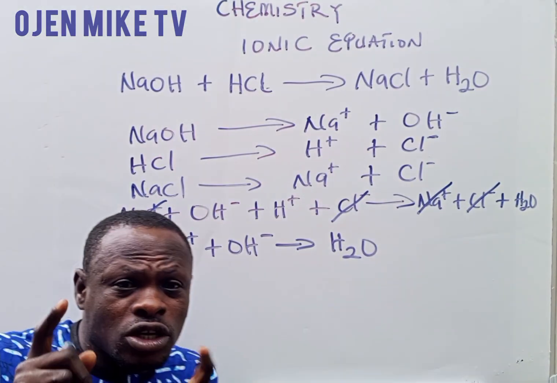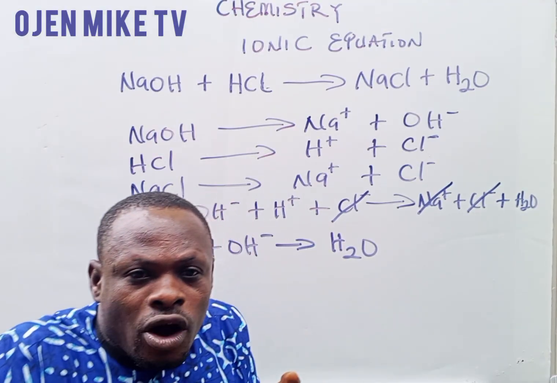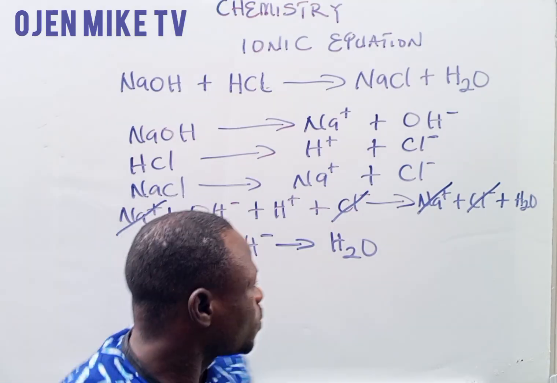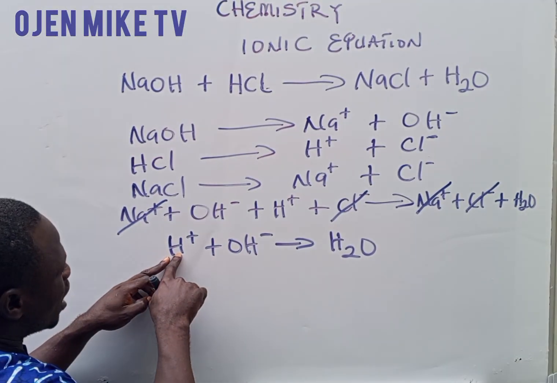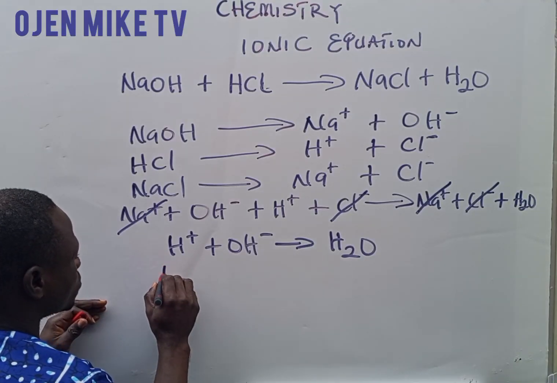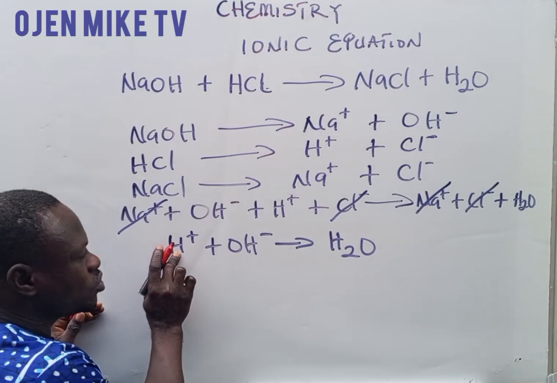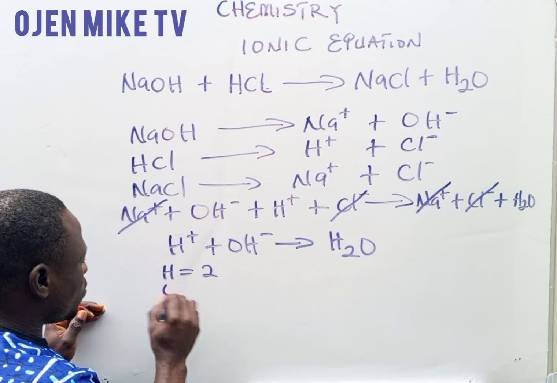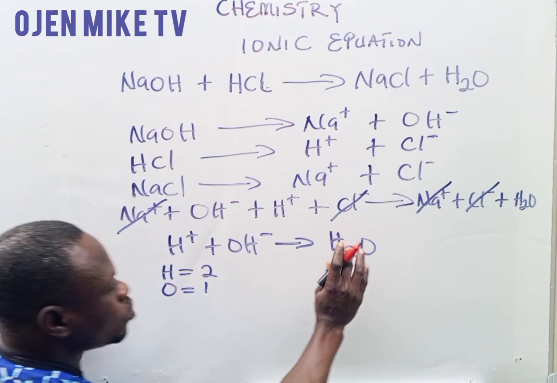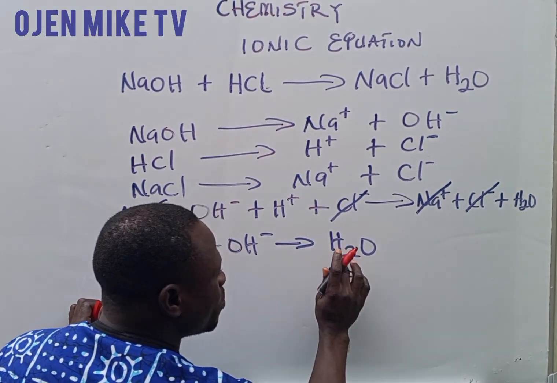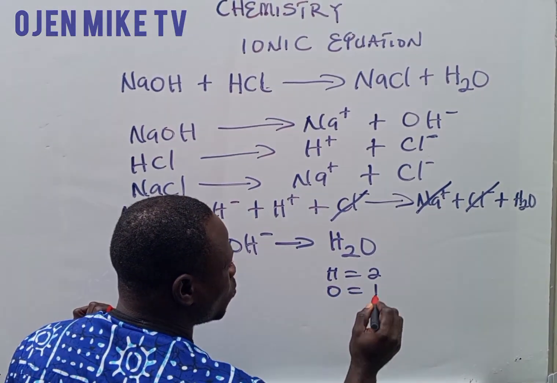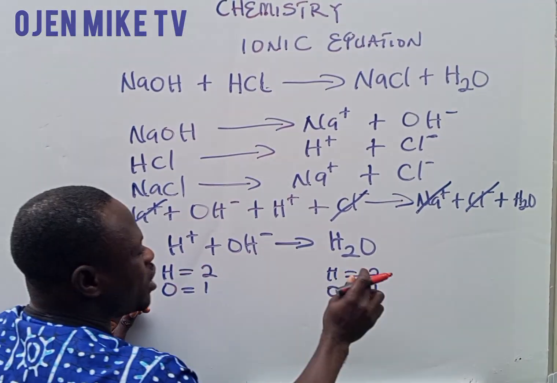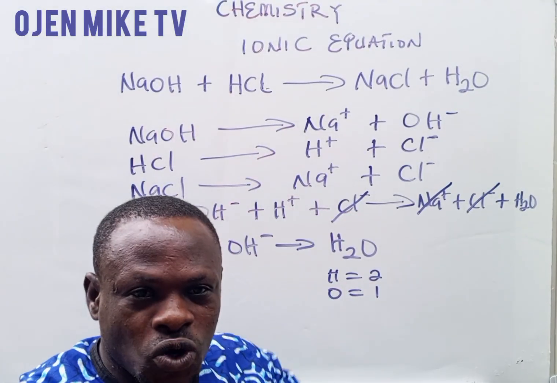Now check whether that ionic equation is correct. You have to check the number of atoms in that ionic equation and check the number of charges in that equation. Let's go to the atoms. Hydrogen here is 2 and oxygen here is 1. Now go to the product. Oxygen is 1 and hydrogen is 2. So oxygen is 1 and 1, hydrogen is 2 and 2. The atoms are the same, so it is balanced.